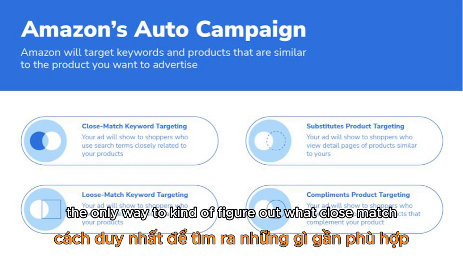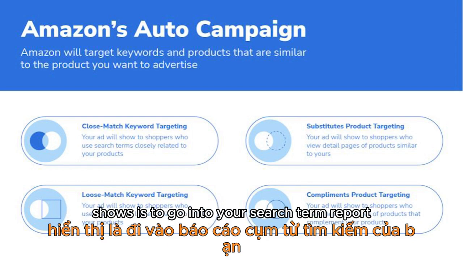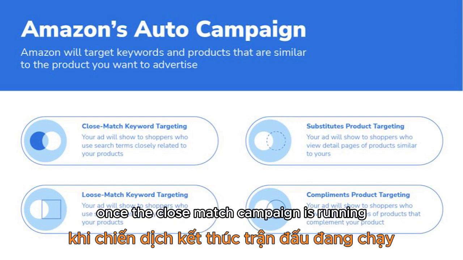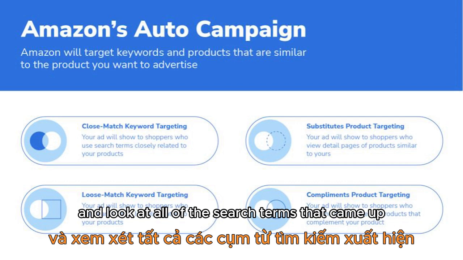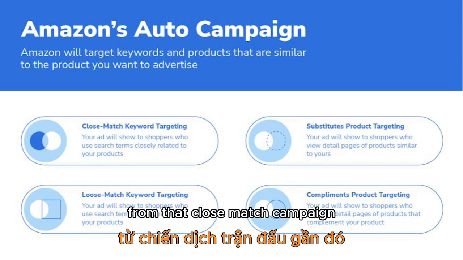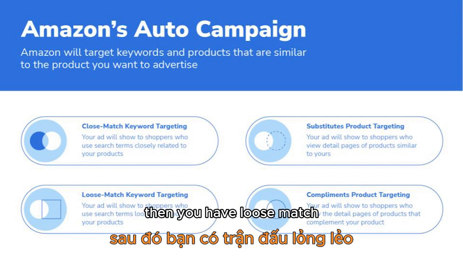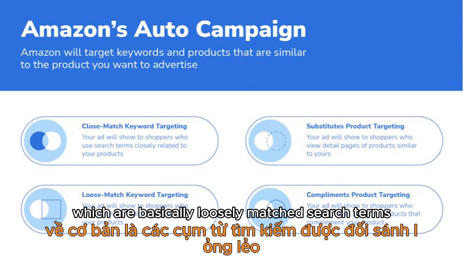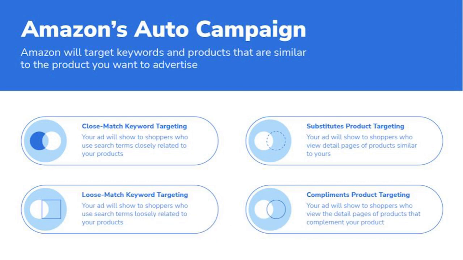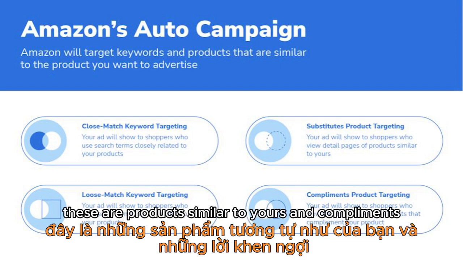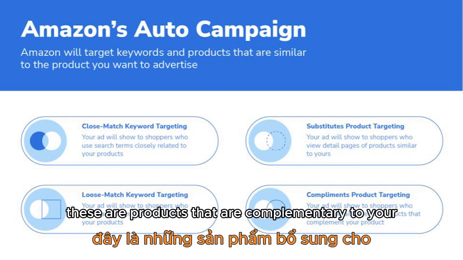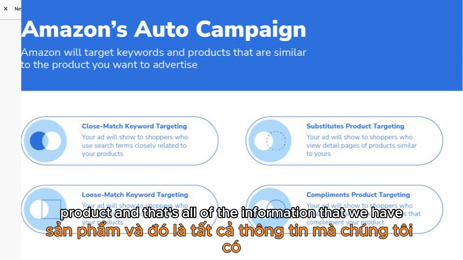The only way to figure out what close match shows is to go into your search term report once the close match campaign is running and look at all of the search terms that came up from that campaign. Then you have loose match, which are basically loosely matched search terms. Substitutes, these are products similar to yours. And complements, these are products that are complementary to your product. And that's all of the information that we have.